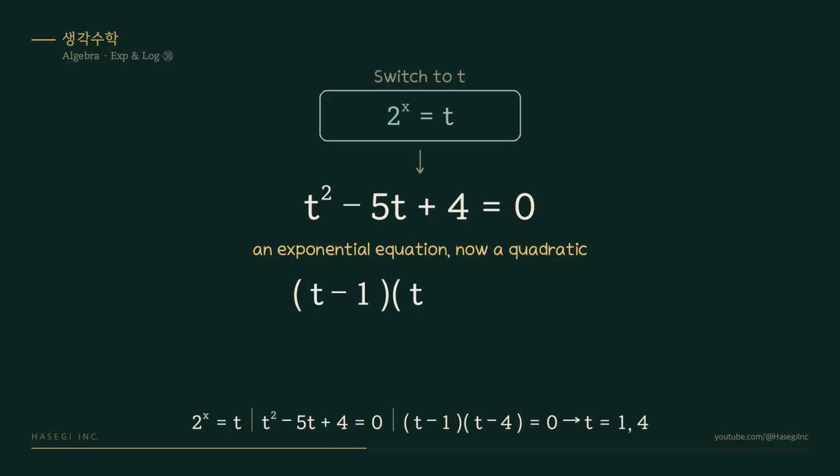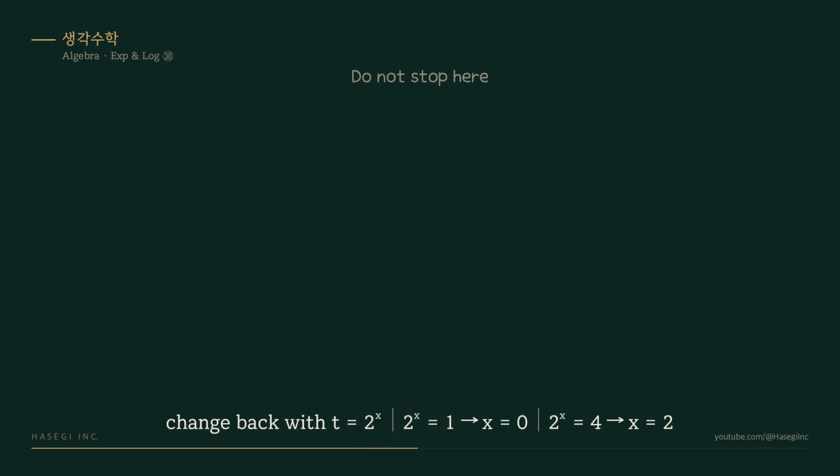Now factor it, and you get the product of t minus 1 and t minus 4 equals 0. So t is 1, or t is 4. Do not stop here. What we wanted was not t, but x. Since t was 2 to the x, we have to change back.